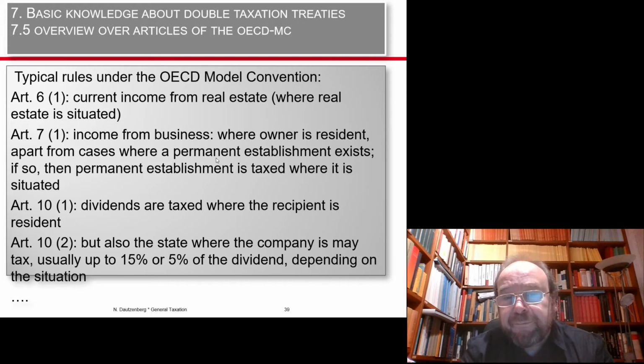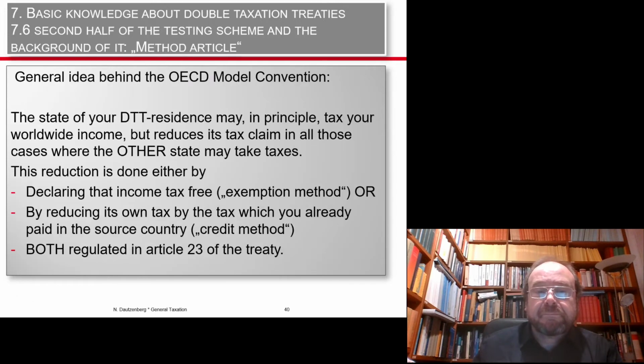Also, agriculture would be covered under real estate income because a farm is real estate. 7, income from business. 8 and 9, some additional rules on special cases in business. 10, dividends. And so on. 11, interest. 12, license fees. So you have a long list.